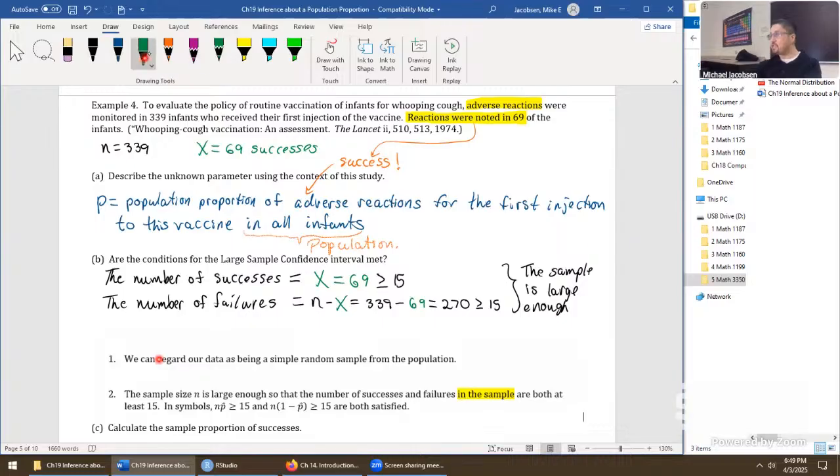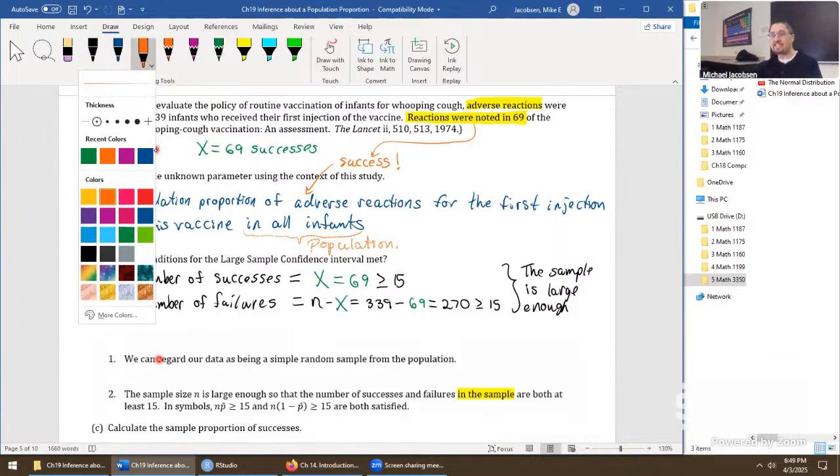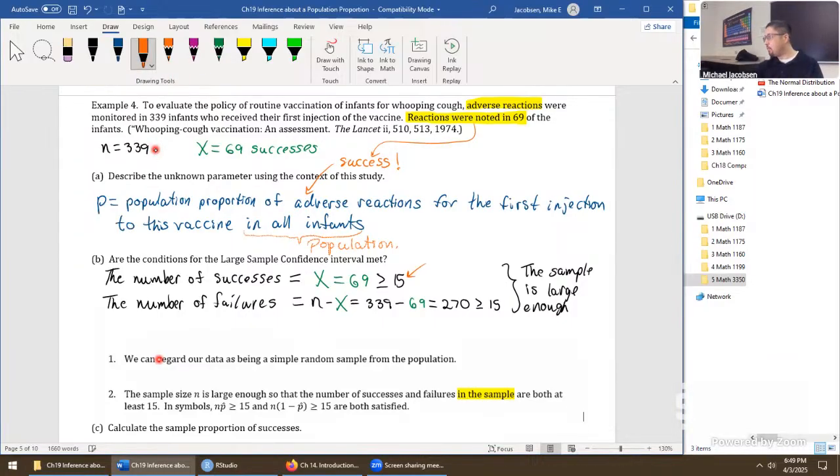Just keep in mind when you do this as a homework problem, one thing that's easy to forget is we must show these values. In other words, don't just say that successes and failures are both larger than 15. Say what they are in the problem, so I know that you know exactly what they are, just to help with understanding on this kind of concept.